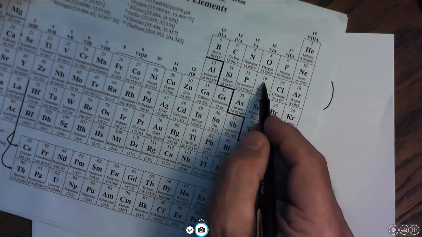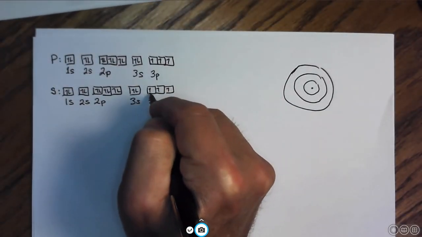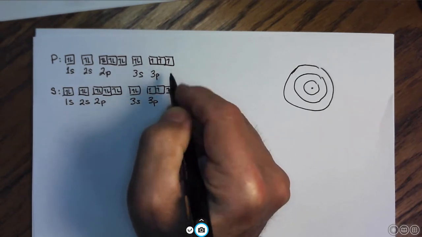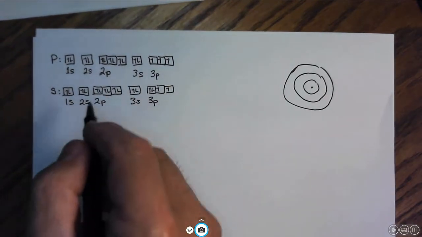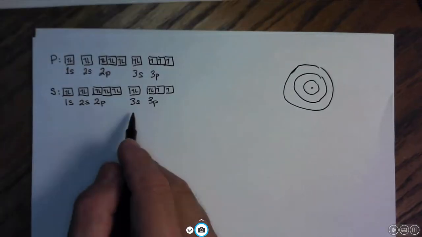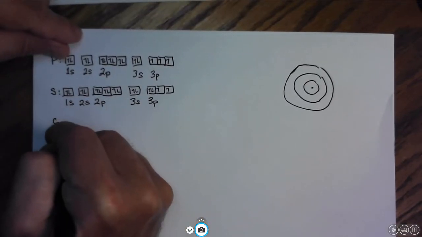So sulfur is going to have 16 electrons for the same reason. So I need 1 more electron, and after I put 1 electron in each of the orbitals in the p sublevel, then I can go and pair up, and that's sulfur. So chlorine just adds the next element here. Here's sulfur, here's chlorine. The chlorine just adds 1 more electron, following that same pattern. So here's chlorine.